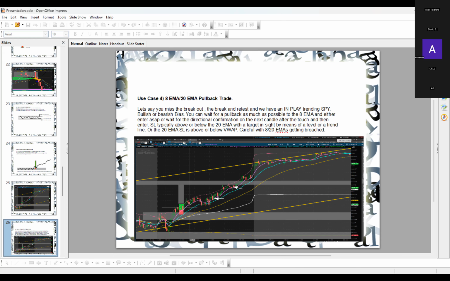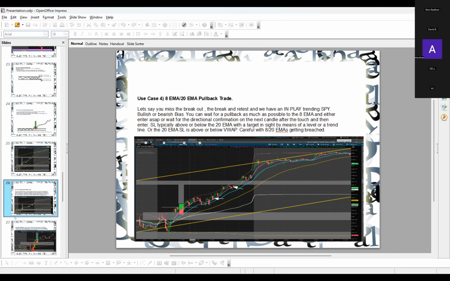Okay. So that's what we call the 8 pullback. You could also do it on the 20. However, when you do it on the 20, it's always better to get a confirmation candle, just like on the 8. You can wait for it to touch the 20, and you could take it there, but that's risky because you're not getting confirmation. It could reverse. But if you get in at that point, it's a good entry because you're right on the EMA, especially if it reverses or if you get a confirmation candle. But if you feel more comfortable waiting for the confirmation candle, you can do that as well. Okay. So that's the pullback on the 8 and on the 20.